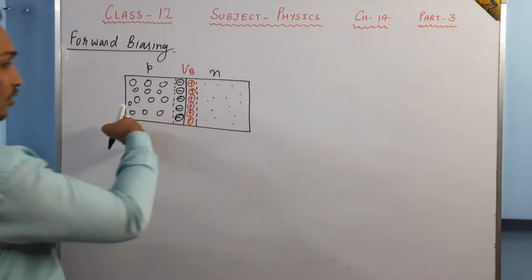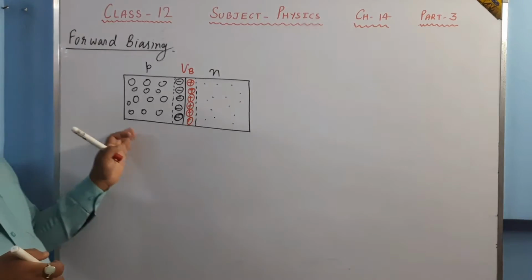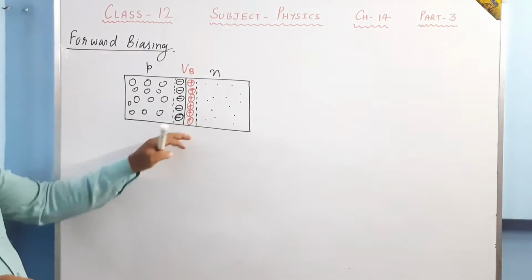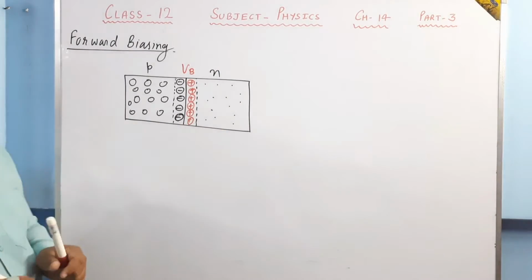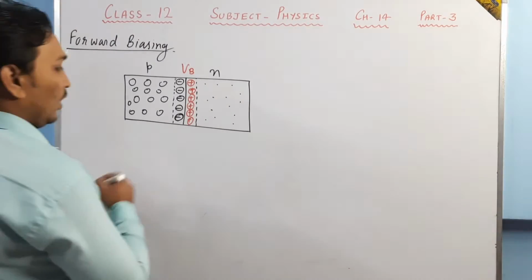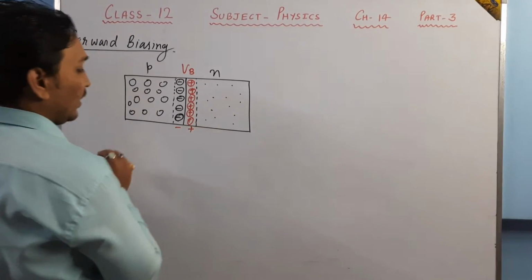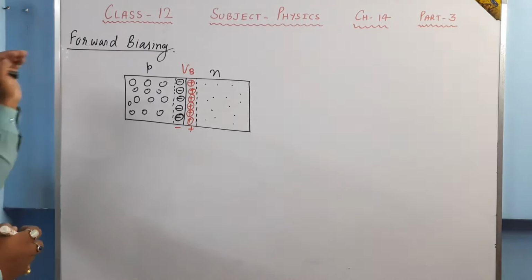Okay. So this electron cannot go over that side. These holes cannot go over that side because this PN junction is now in equilibrium state. For VB, this is plus side and this is minus side. Now, what is meant by forward biasing?